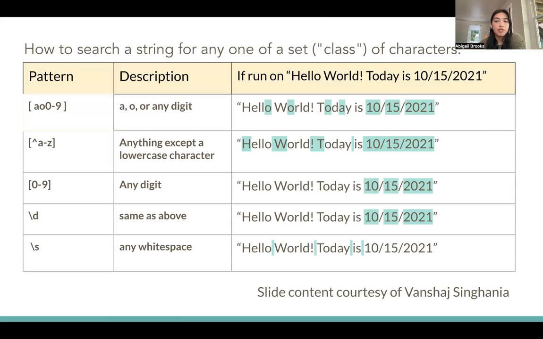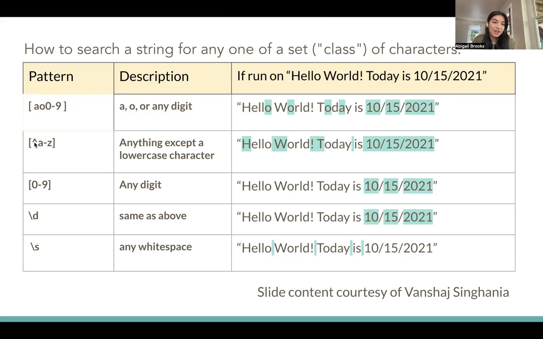These slides are just some examples. I won't go over all of them because there's a lot, but some good ones to know. Our first example, A, O, 0 through 9, is enclosed in brackets. So we're saying that we're looking for A, O, or any digit. And if we ran this on "hello world, today is," and then the date, this is clearly an old date, we would match all instances of O, A, and all digits, which we can see here.